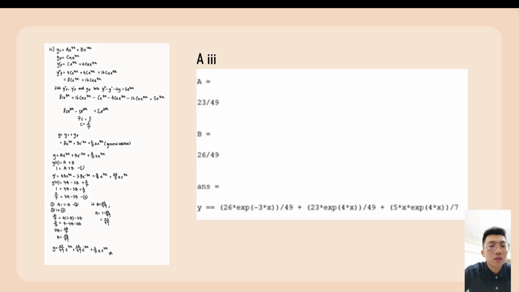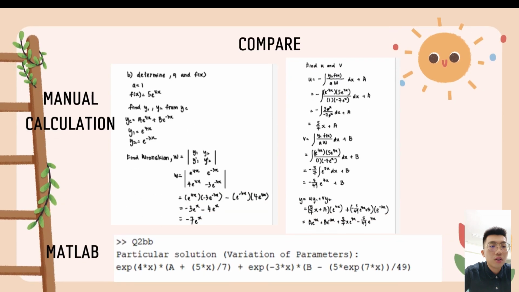For question B, find a general solution by using the method of variation of parameters, and the final answer is y equal to a e^(4x) plus b e^(-3x) plus 5 over 7 x e^(4x) minus 5 over 49 e^(4x), and the manual calculations and the output of MATLAB are the same.